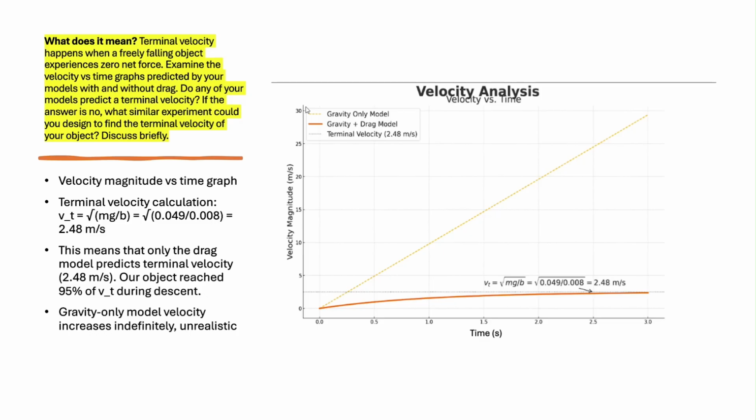To answer our question about what it means regarding terminal velocity: first, terminal velocity occurs when air resistance balances gravity, where F net equals 0. The gravity plus drag model predicts this perfectly.